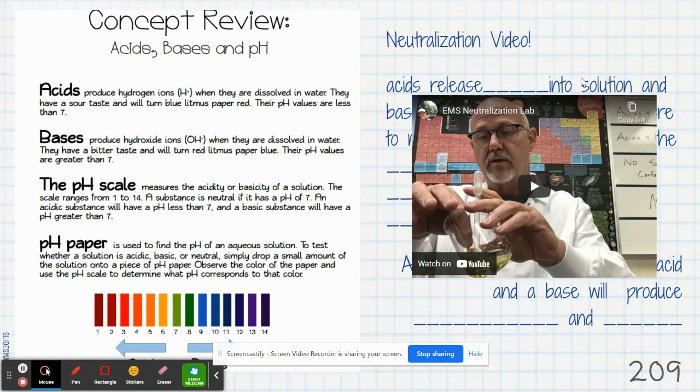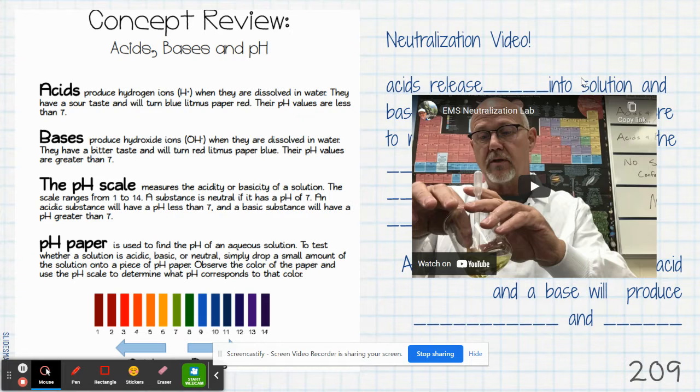The pH scale measures the acidity or alkalinity of a solution. I like that word better than basicity. The scale ranges from 1 to 14. A substance is neutral if it has a pH of 7. An acidic substance has a pH of less than 7, and a basic substance has a pH greater than 7.